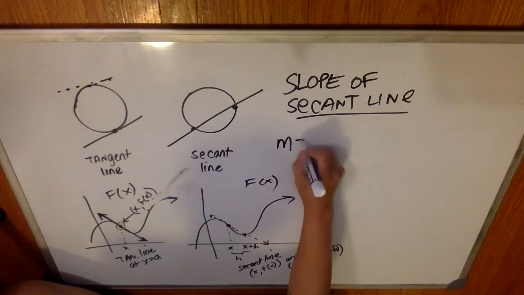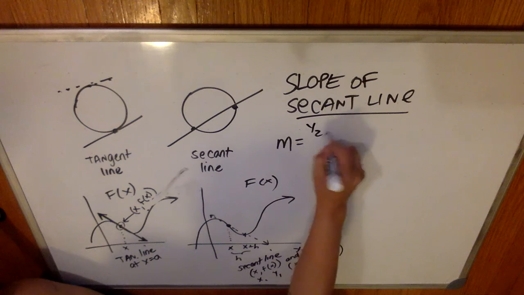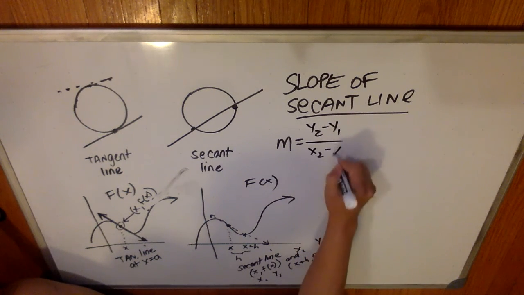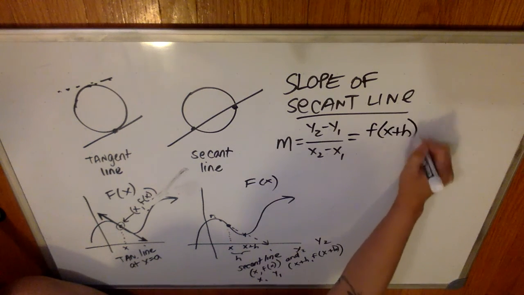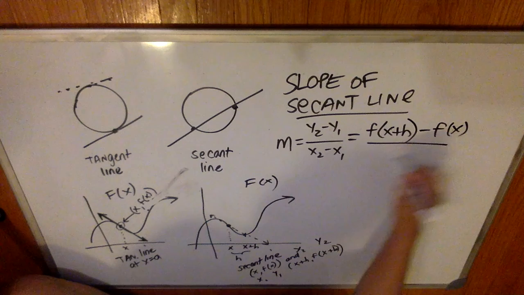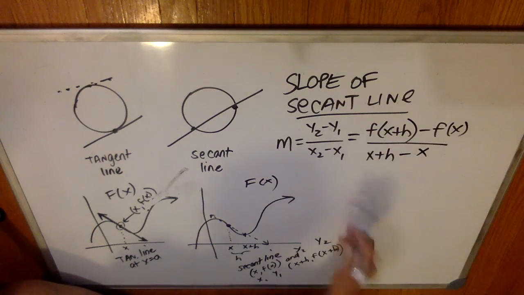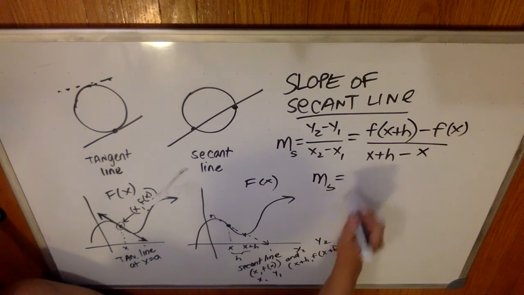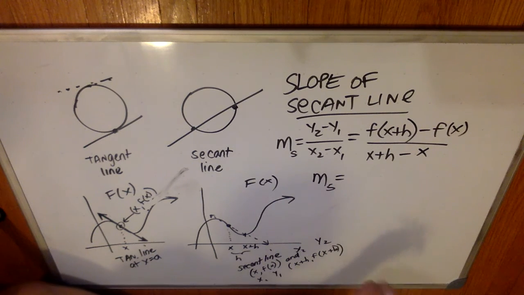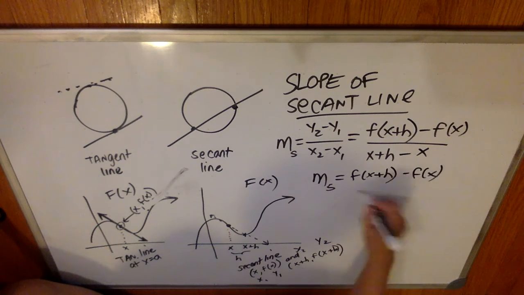So this thing's slope would be, here's my y2 and my x2, and here's my y1 and my x1, right? My slope is y2 minus y1 over x2 minus x1, right? Which in this situation would be y2, which is f of x plus h, minus y1, which is f of x, all over x2, which is x plus h, minus x1, which is an x. So my slope of the secant line, and I'm going to call it ms, for slope secant, because we're going to talk about the tangent slope in a sec, I'm going to get f of x plus h minus f of x all over h.